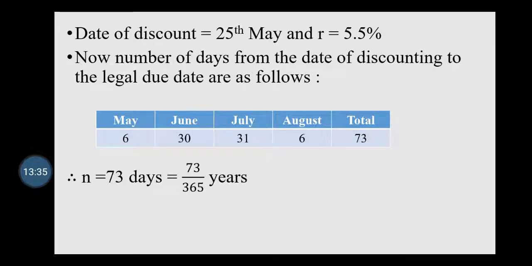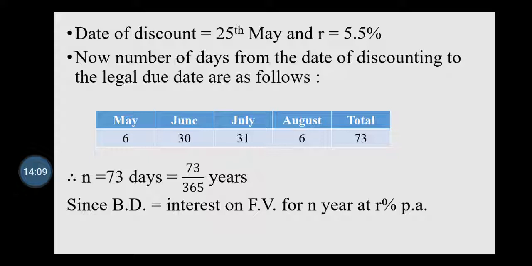As 73 is the total number of days, while using the formula of interest, we are considering n, but this n must always be in years. So 73 days should be converted into years, and we know that to convert number of days to years, we should divide the days by 365 days. Okay. As we know that banker's discount is equal to interest on face value for n years at r% per annum.